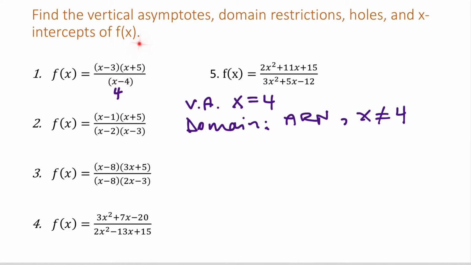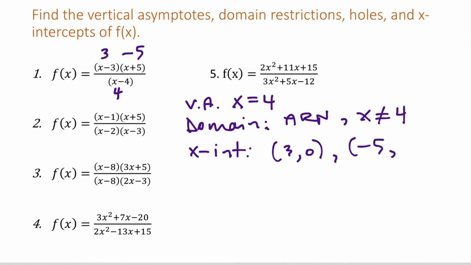Now the x-intercepts. For the x-intercepts, we're looking at the numerator, which x values cause the numerator to go to 0, which means the whole value of the function would go to 0, f of x is equal to 0. So we can see that a 3 here and a negative 5 here would cause your numerator to go to 0. So my x-intercepts are the points 3, 0, and negative 5, 0.